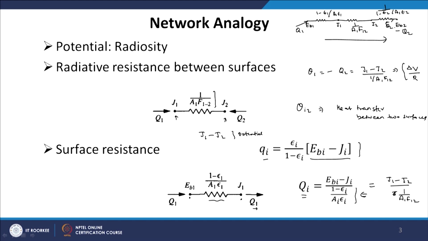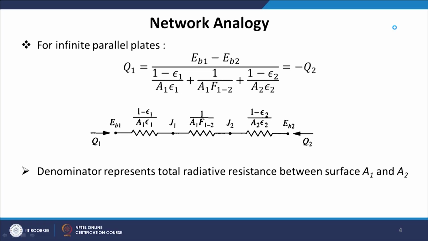So, if there are only two surfaces, the current is going to be uniform because it represents the same network connection. There is no parallel connection in this network. So, it is just a single serial connection. So, the current is going to be the same, or the radiative heat transfer is going to be the same.